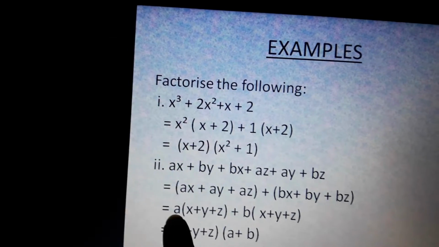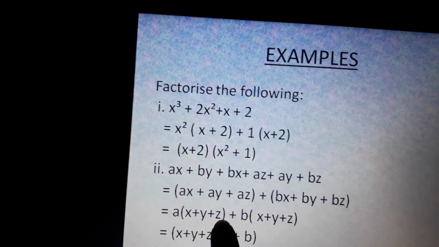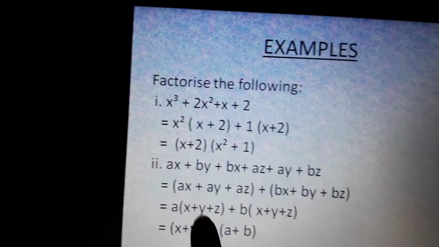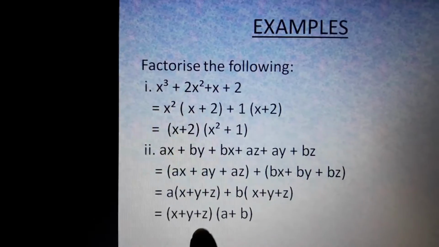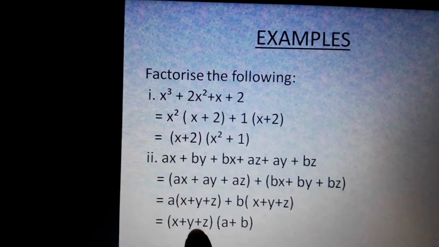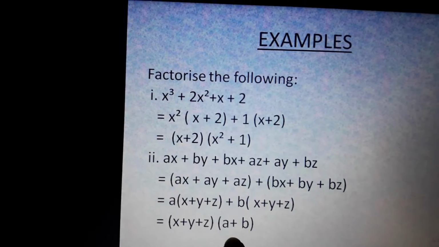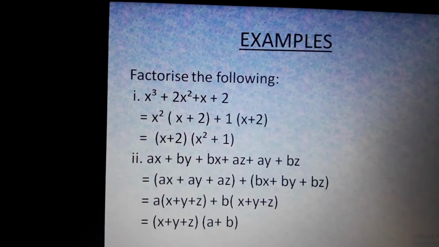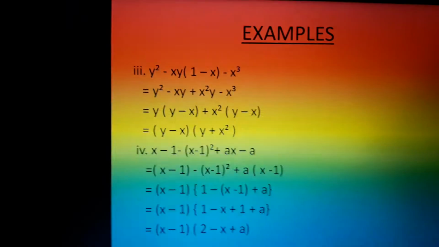Now we have two terms: a into (x plus y plus z) is one term, and b into (x plus y plus z) is another term. In these two terms we can see that x plus y plus z is common. So we will take x plus y plus z common. We are left with a plus b. Close the bracket. Let us see some more examples.